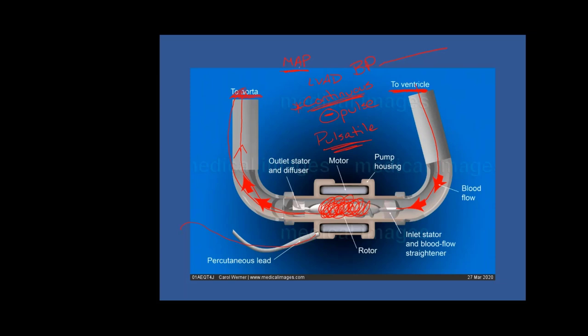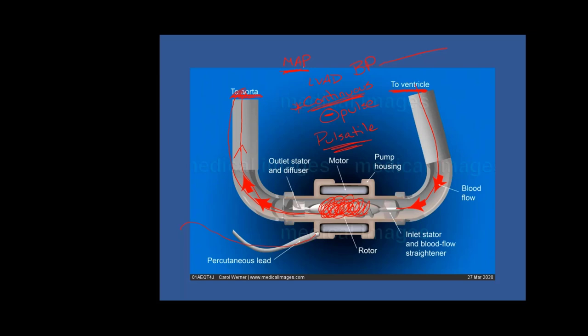Not exact, because MAP is calculated based off the difference in systolic and diastolic, so don't mistake me there. But conceptually it's a little bit more like it, of just what that average pressure is that's being exerted on the blood vessel walls.